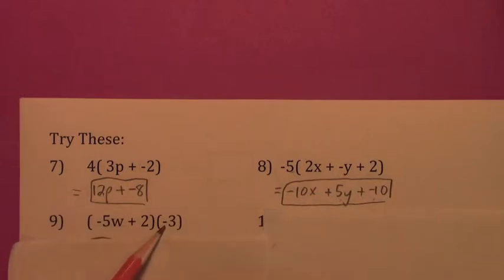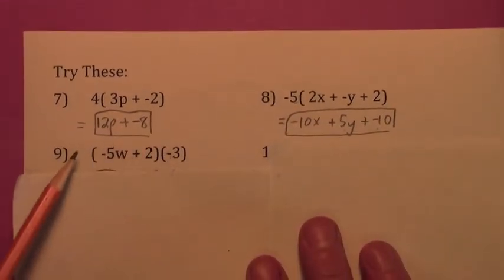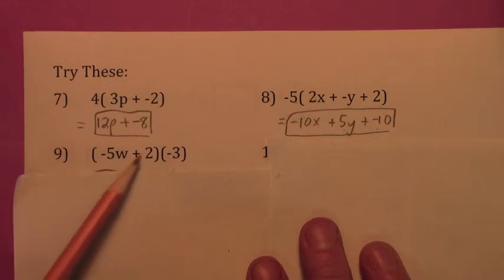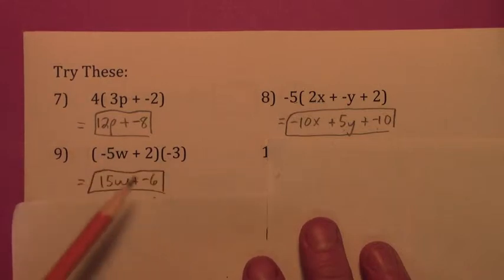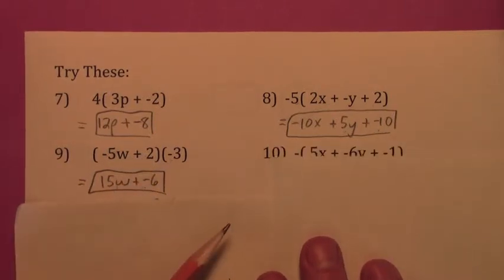If the negative 3 on this next one is on the right, if you want to move it over to the left, you can. Otherwise, just multiply each of them by negative 3. What's negative 5w times negative 3? Positive 15w. What's 2 times negative 3? Plus negative 6. Can I combine these? Not like terms.